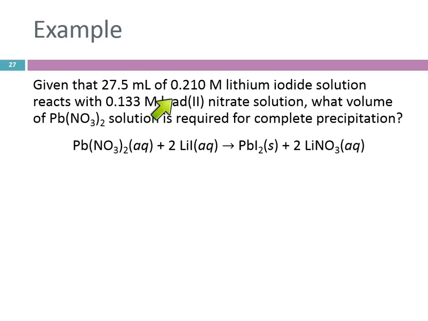Let's take these numbers and write them under what they apply to. So this is the lithium iodide, isn't it? So let's write the numbers under. We have 27.5 milliliters of that, and 0.210 moles per liter is the concentration. It reacts with 0.133 molar lead nitrate, lead-2 nitrate. Well, this one's the lead-2 nitrate, right? That's lead iodide. That's lithium nitrate.